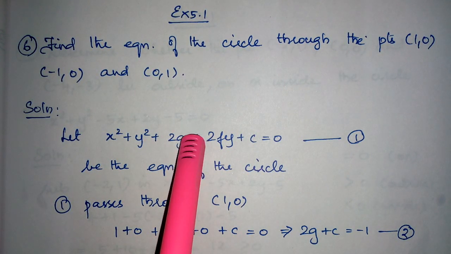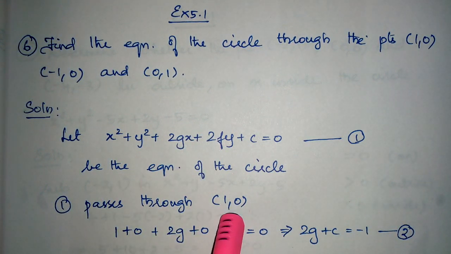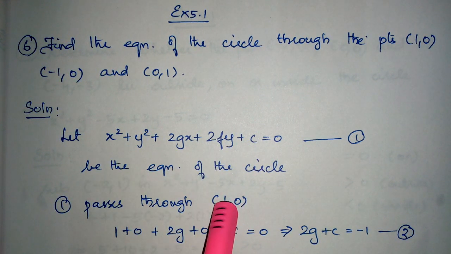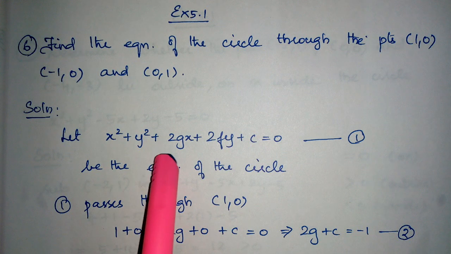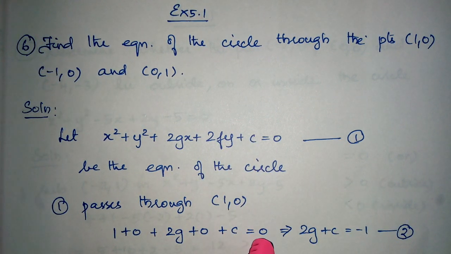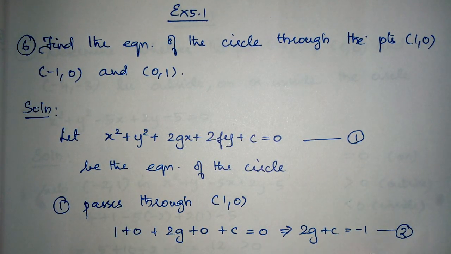Can you understand? So this equation passes through the first point, (1, 0). So I am going to substitute this point in equation 1. Here 1 is x and 0 is y. So 1 squared is 1, 0 squared is 0. 2 into g into 1 is 2g. 2 into f into 0 is 0, plus c, equal to 0. So 2g + c = -1, taking the 1 to the right hand side, it becomes -1. Now consider this as equation 2.